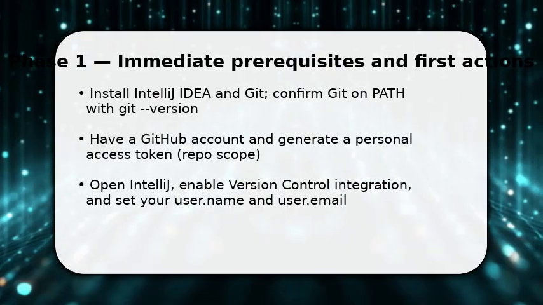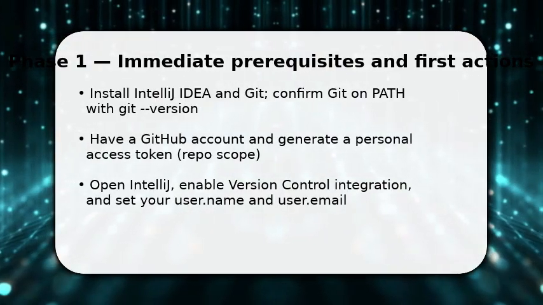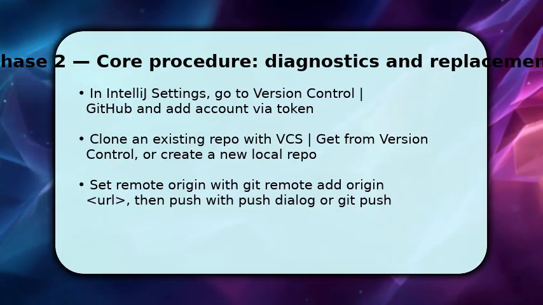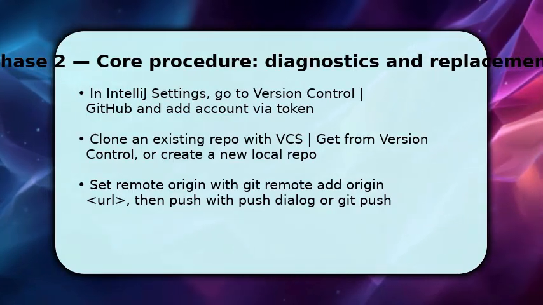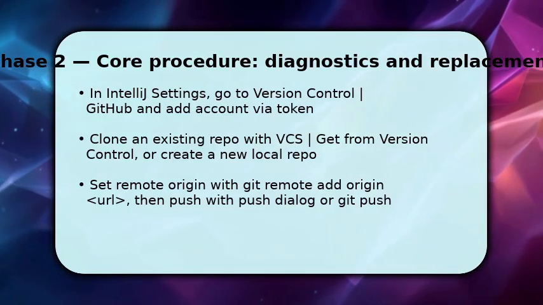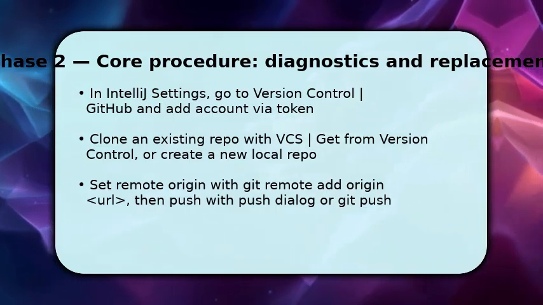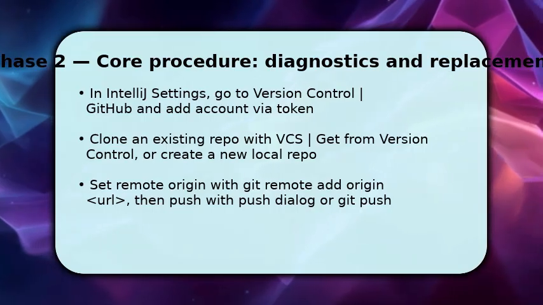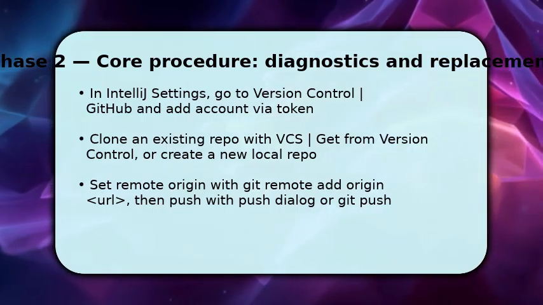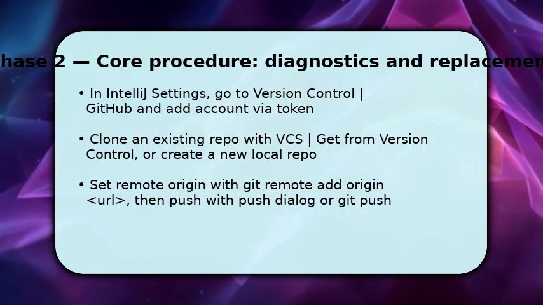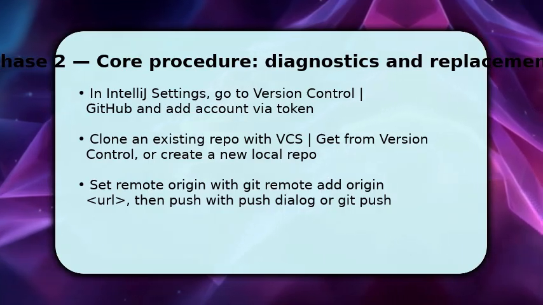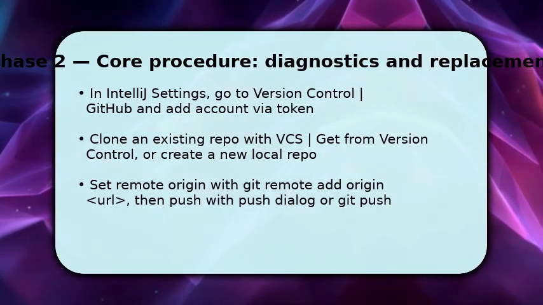You now add GitHub in IntelliJ's settings under version control. Choose GitHub and authenticate using your personal access token. This stores a secure connection. Once authenticated, either clone a repository through VCS, Get from Version Control, or initialize a new project and enable Git. If creating new, set the remote with git remote add origin, and then commit your initial files.